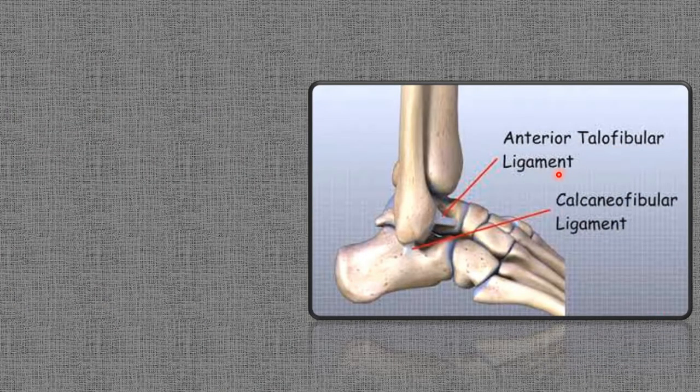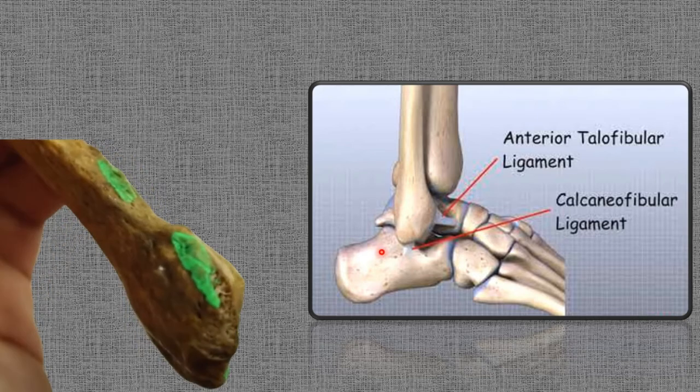Anterior talofibular ligament, as you can see, this is the talus and this is the fibula, and this is the anterior part of the fibula. So this is the anterior talofibular ligament. This is the calcaneofibular ligament. This is the calcaneum or heel bone, and this is the fibula. So calcaneofibular ligament. Now you can see this is the anterior talofibular ligament, this one.